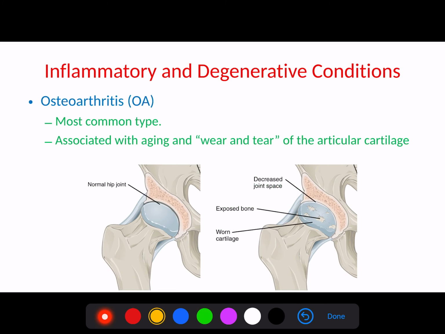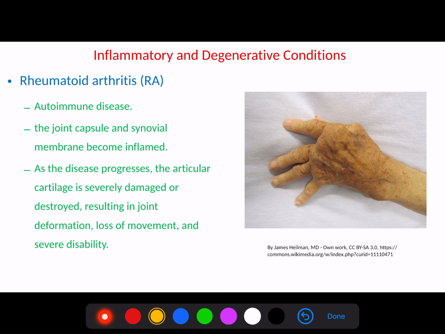One form of arthritis is called osteoarthritis. This is the most common type. This is associated with aging, and it's a result of wear and tear. Because people are aged, the articular cartilage loses its ability to regenerate. And that's it. There is no treatment. Patients will be given some drugs to calm the symptoms and reduce the pain, but there are very limited options to treat osteoarthritis.